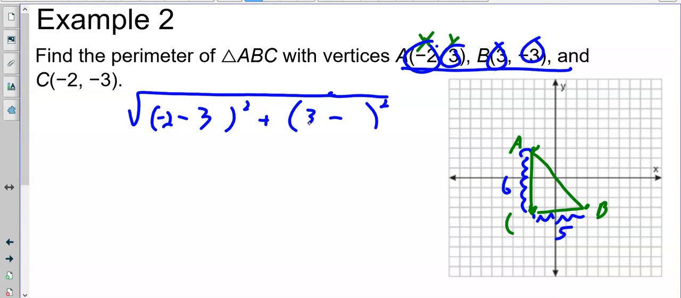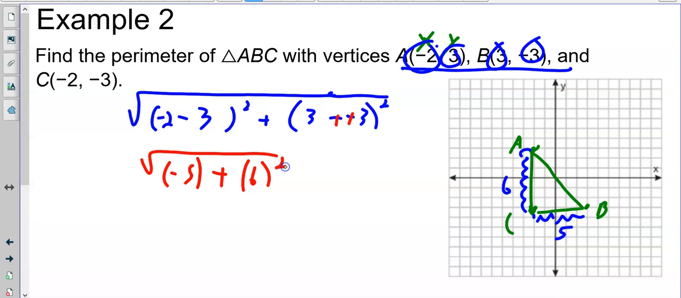Because a lot of times people will just write down 3 minus 3. But it's really 3 minus a -3. And this helps you from making that mistake. Because this is going to become plus 3. So in this case, -2 minus 3, borrow $2, borrow $3 is borrowing $5. Plus 3 plus 3 is 6. And these are both still squared. So that's going to give me 25 plus 36.